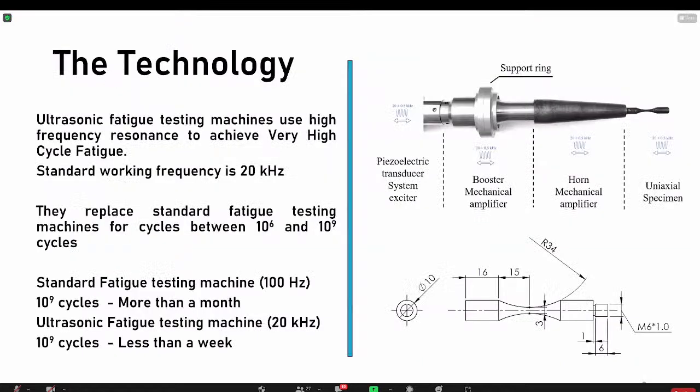So the applied technology is the ultrasonic fatigue testing machines. We use these machines to test very high cycle fatigue, which comes between 10 to the power of 6 and 10 to the power of 9 cycles. This machine runs such a high number of cycles in a time-reliable manner. We induce resonance in a certain setup of booster, horn, and specimen in a certain resonance shape to test such high numbers of cycles. So just in comparison, we can achieve 10 to the power 9 cycles in less than 1 week. In a conventional machine, it can easily take more than 1 month.